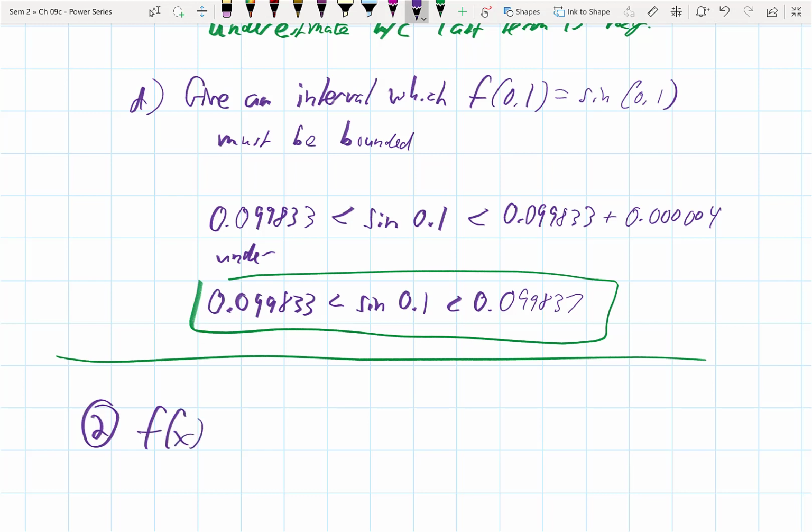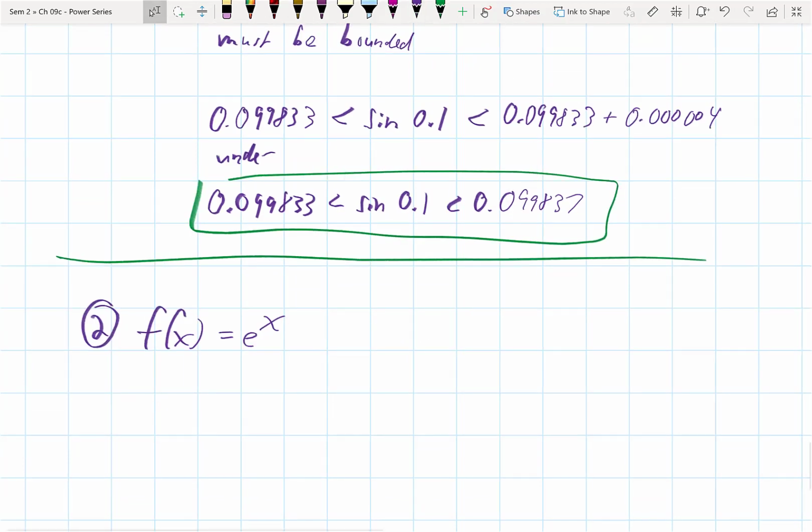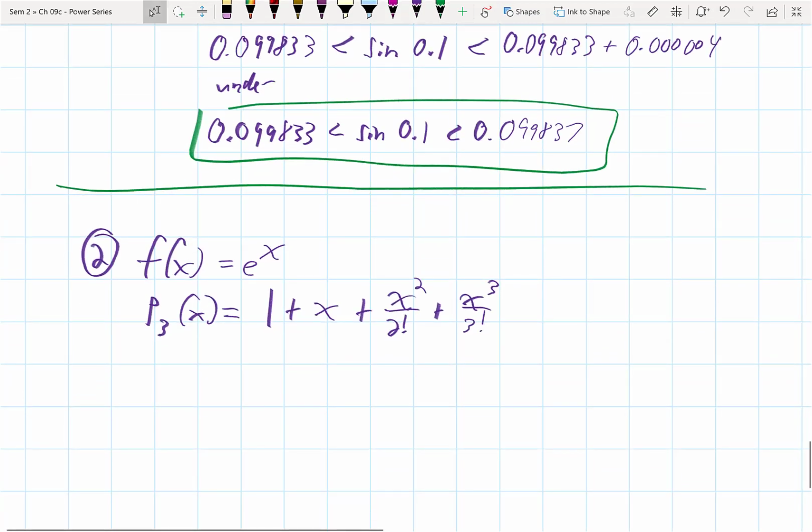Let's show how this works for e to the x. So f of x is equal to e to the x, and I know that the 4th degree polynomial of this, well, let's do the 3rd degree one, p sub 3 of x, is 1 plus x squared over 2 factorial plus x cubed over 3 factorial. That is the 3rd degree one. So we're going to say that this is given, although you can calculate that and find that on your own if you'd like.